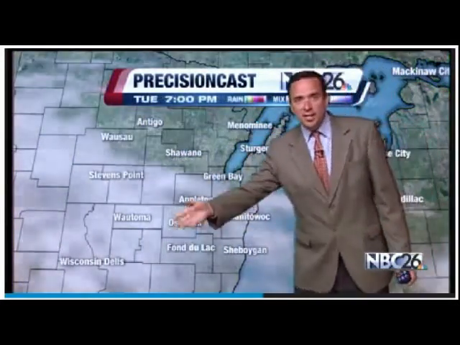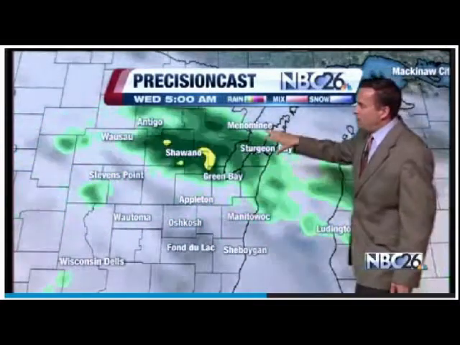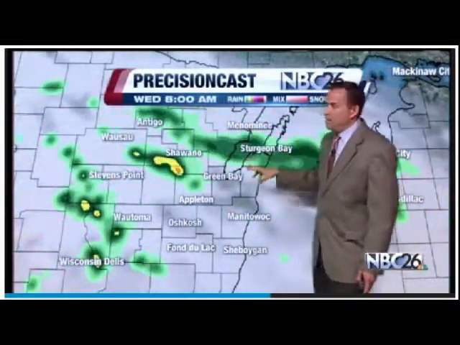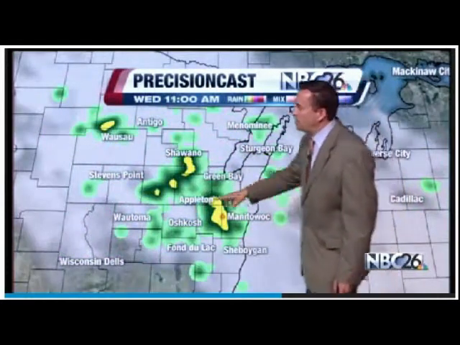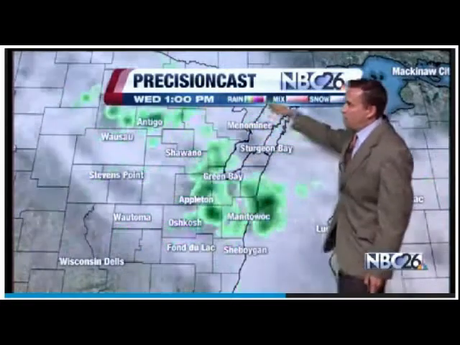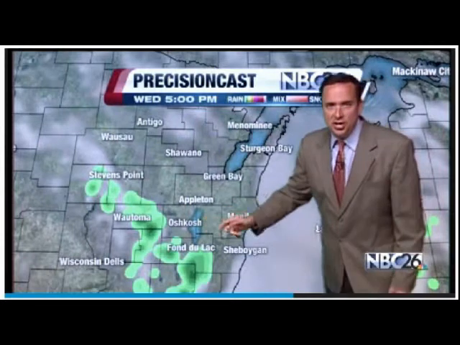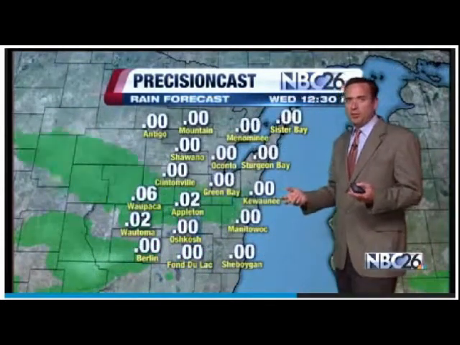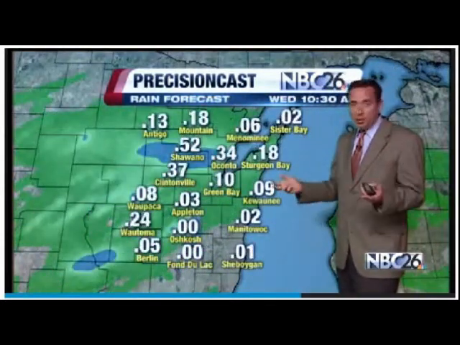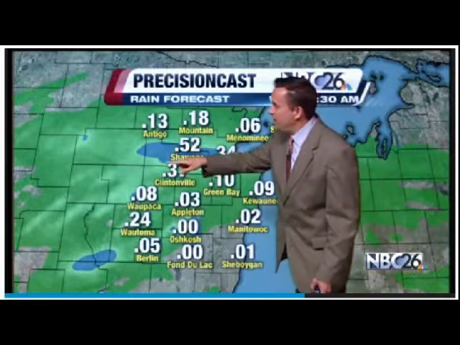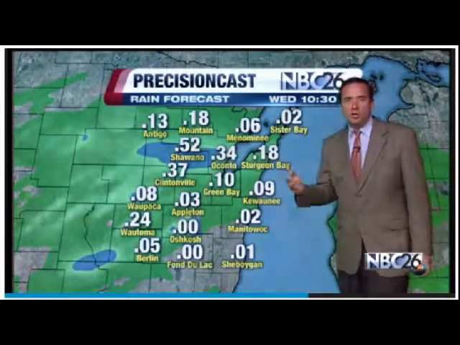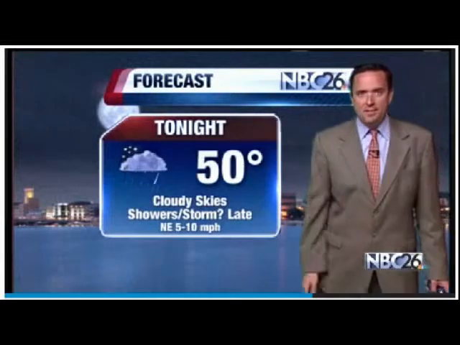Precision Cast shows thickening clouds throughout the evening. We'll have a chance for a couple of showers and maybe a rumble of thunder as we head into tomorrow morning. A chance for a few showers and thunderstorms then during the morning as that warm front lifts north across the area, and then sun and clouds by the afternoon with just a slight chance for a shower. The rainfall amounts are not going to be overly impressive, but if you do happen to see a heavier shower or thunderstorm, you could pick up a quick quarter to maybe a half an inch of rain.